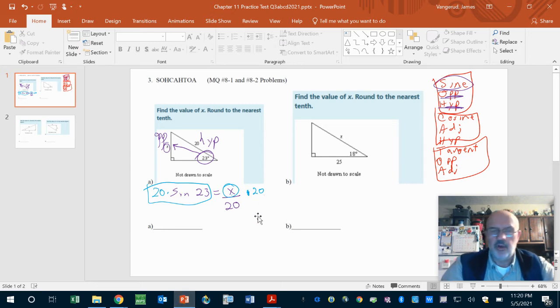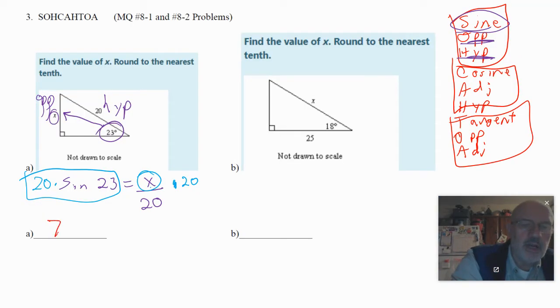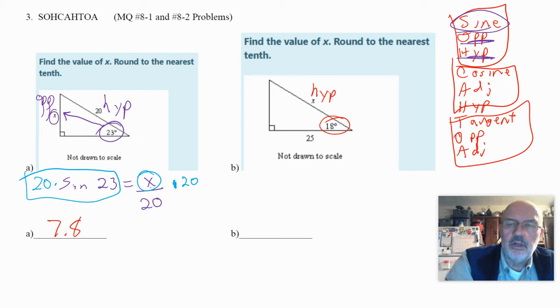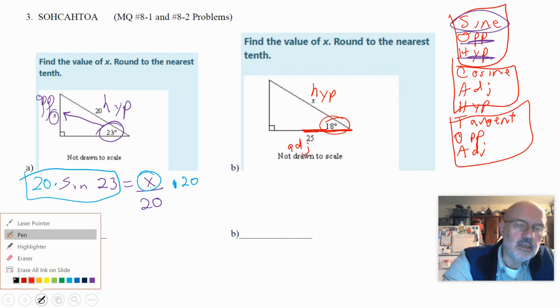We said it was 7.8. So let's look at the second one, and we'll follow the same process. We're going to identify our angle. That's our anchor. And then we're going to look at what did they ask me to find? They asked me to find the hypotenuse. What did they give me? They gave me the adjacent leg to the 18-degree angle. Remember, adjacent leg just means the one that's next to it. It helps form that angle with the hypotenuse. Okay, so adjacent leg, hypotenuse, what is that?